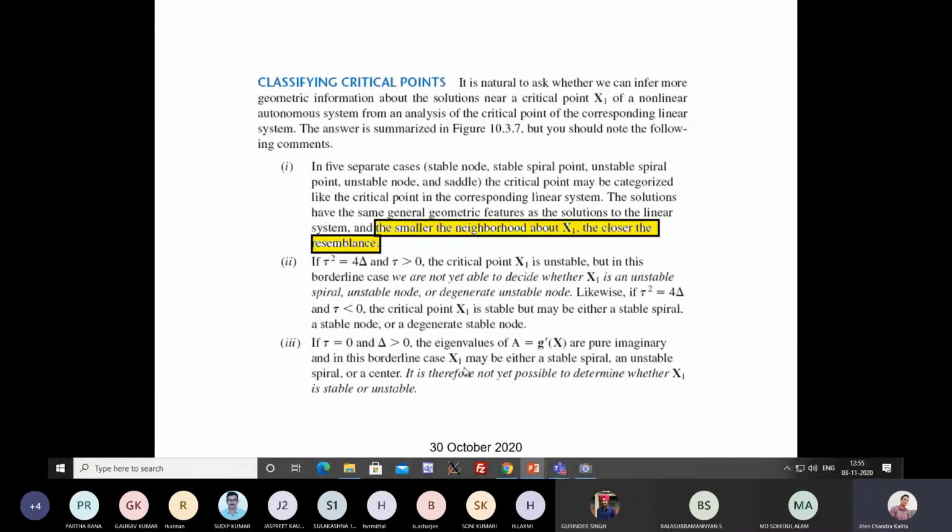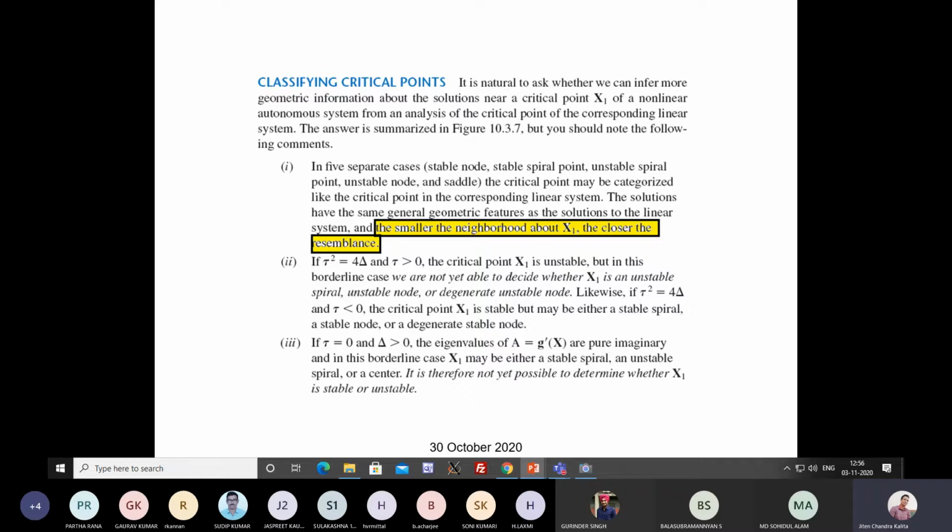Now it is natural to ask whether we can infer more geometric information about the solutions near a critical point x1 of a nonlinear autonomous system from an analysis of the critical point of the corresponding linear system. I'm going to show you this figure, Figure 10.3.7. But before that, you should know the following points. You know that we have different kinds of critical points: stable node, stable spiral point, unstable spiral point, unstable node, and saddle point.